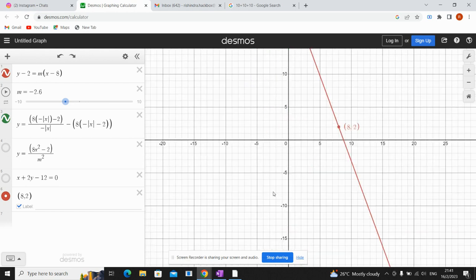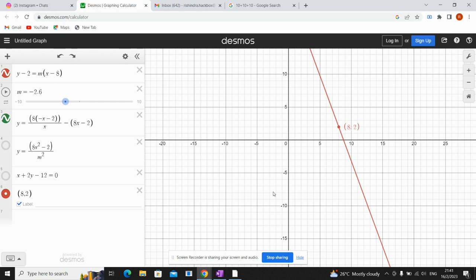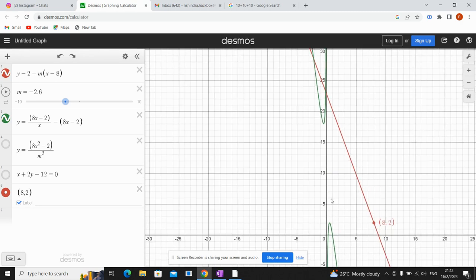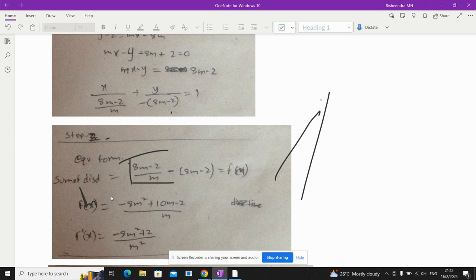Just change it to the original form. I tried something, but it's not working. Okay. Look at this graph. Green, right? Well then, let's do some differentiation of this graph.